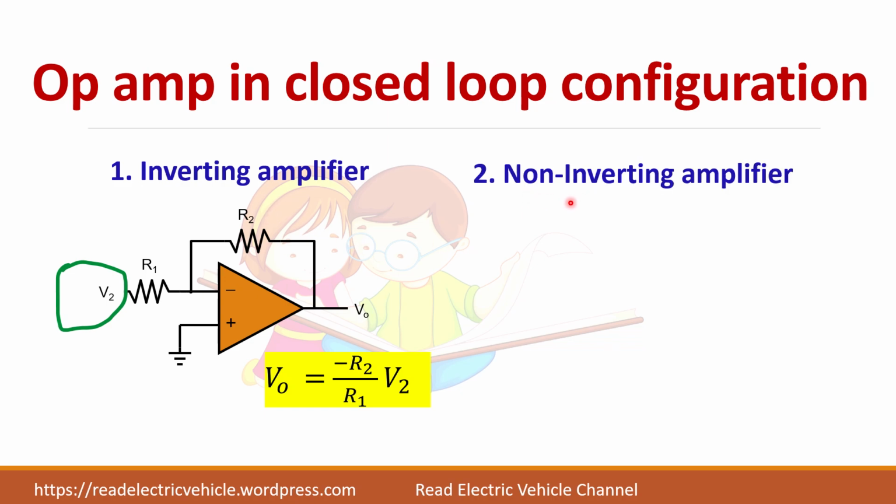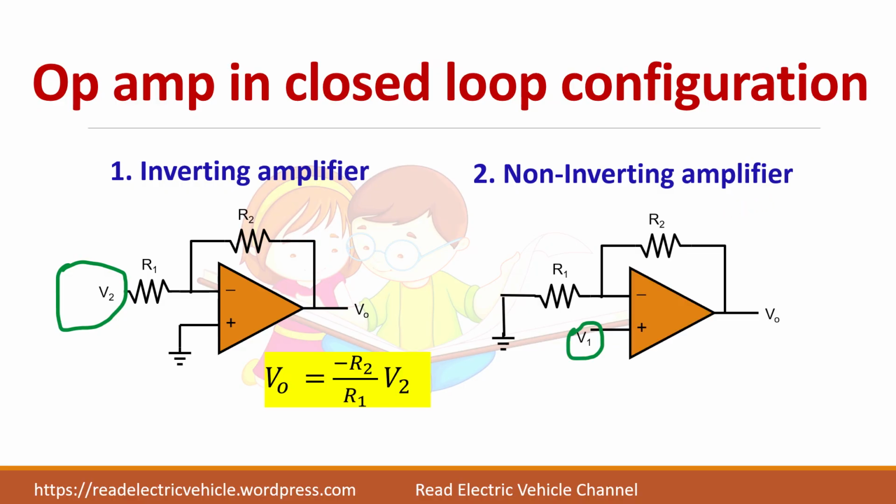Next type we have non-inverting amplifier. In non-inverting amplifier, the input voltage is applied to the non-inverting pin and the inverting pin is grounded through an input resistor R1. So in such a case, V0 is given by 1 plus R2 by R1 into V1, the input voltage. Already the detailed video has been uploaded for this non-inverting amplifier operation also.